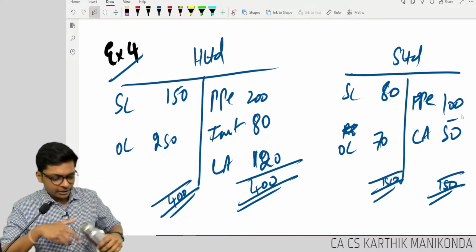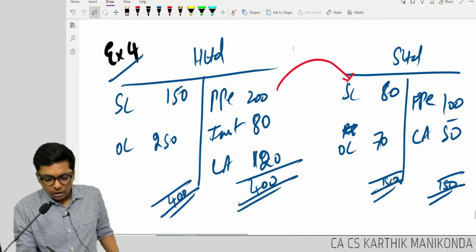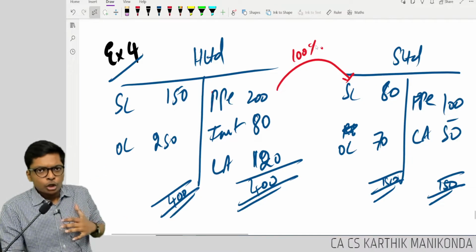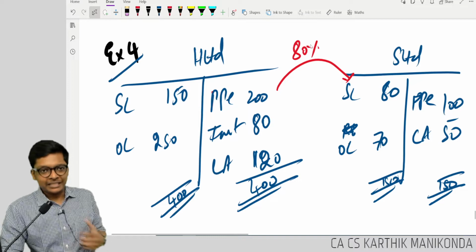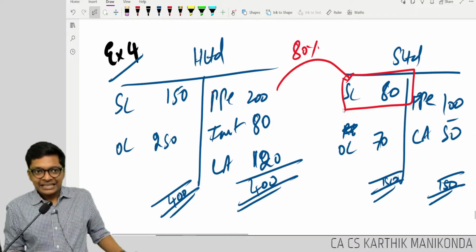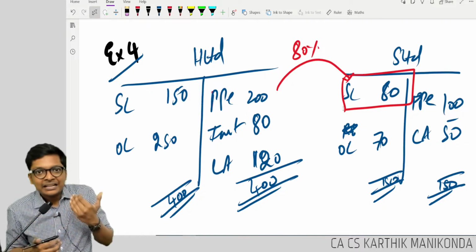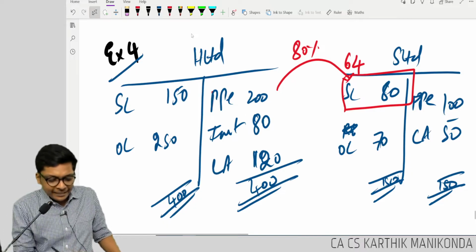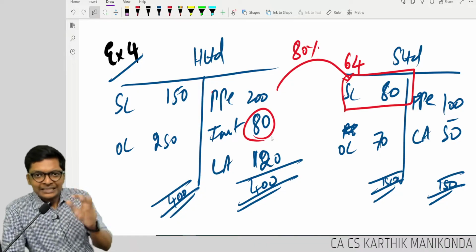Are you all with me, guys? Okay. In this example, what's happening? I did not control 100% unlike the previous 3 examples. You are gaining control of only 80%. That means you didn't buy the entire shares of S. I purchased only 80%. Possibly I am still the holding company, as holding means more than half. So I purchased only 64 by paying 80. Are you following? I purchased only 64 by paying 80. This is the only difference.